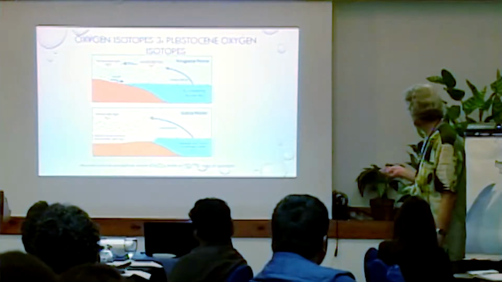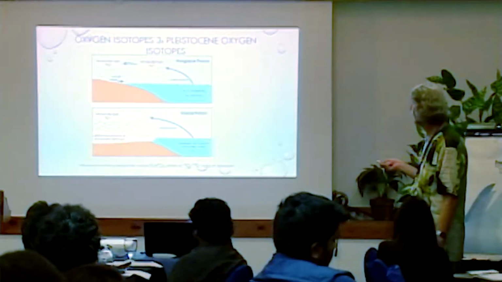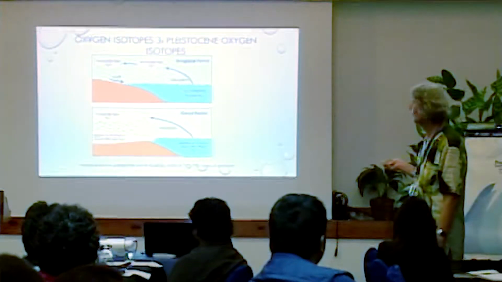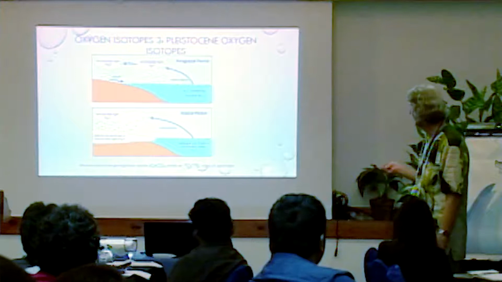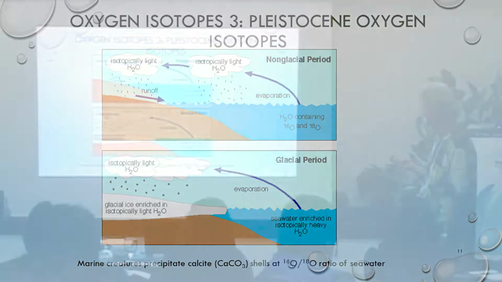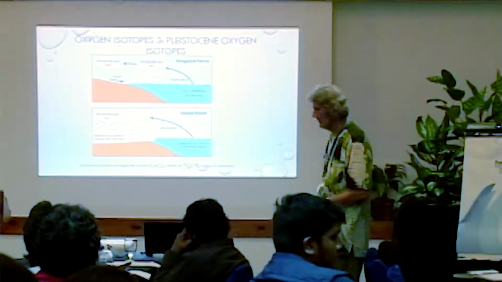Sea level is high in this one, no ice, so we get lots of oxygen 16 here. When we get ice, well, the ice is made up of the lighter isotope, oxygen 16, so the water from which the things make their shells contains more oxygen 18. Easy.